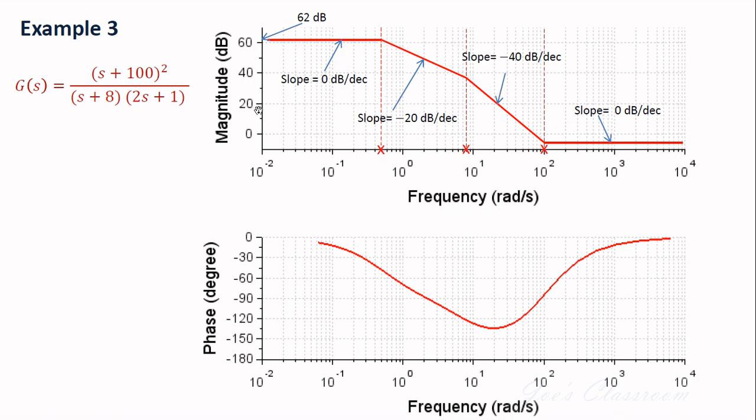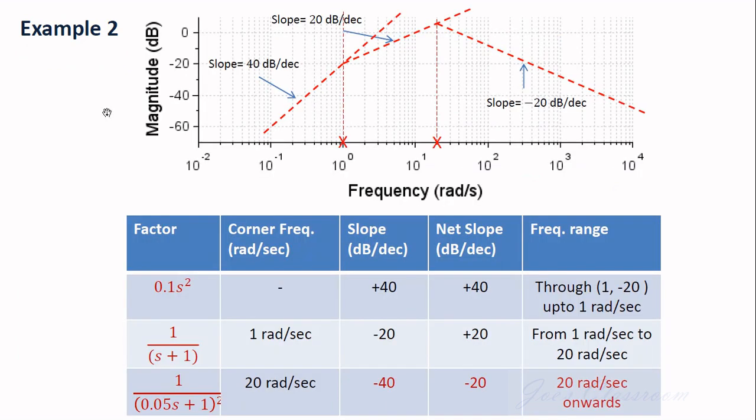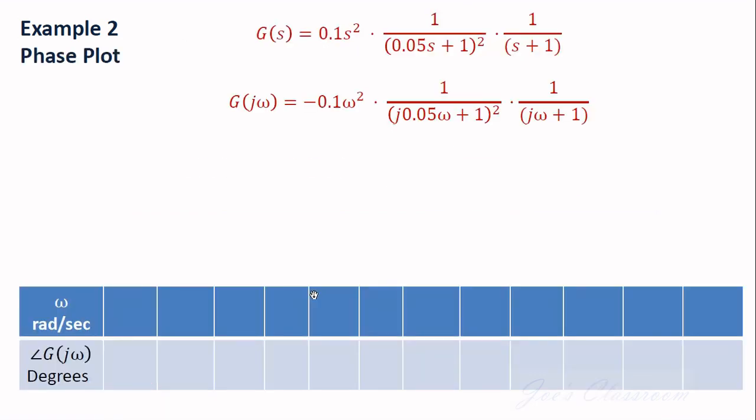So in the first row of the table, what you will have is only the constant. Yeah, if you prepare this table, the first factor is going to be only the magnitude, and there is no corner frequency, and the slope contribution is 0 because this constant gain doesn't contribute any slope, 0 decibels per decade. So that is the point to note.